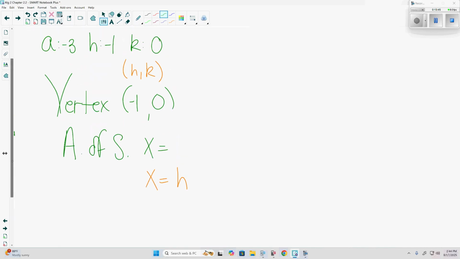All right. Axis of symmetry, X is equal to H, and our value of H in this case is -1. So the axis of symmetry is X is equal to -1. Questions on this here? You ready for the next one?